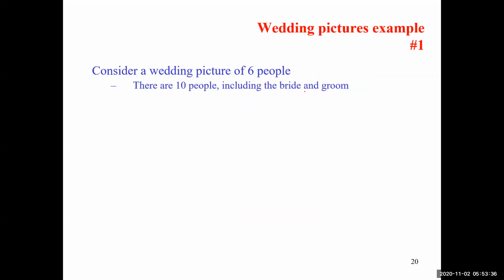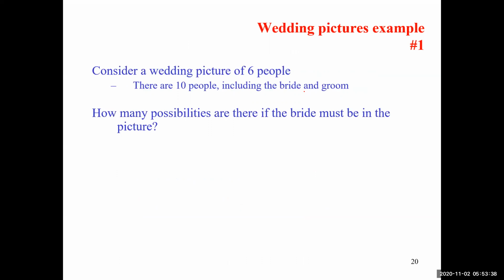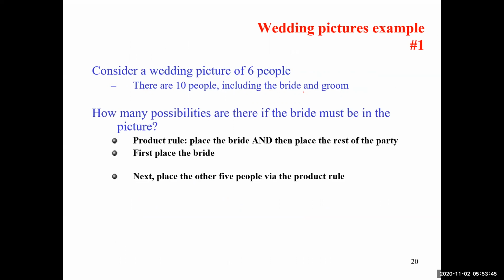Okay, so consider a wedding picture of 6 people, chosen from 10 people including the bride and groom. How many possibilities are there if the bride must be in the picture? With the help of the product rule, we place the bride and then place the rest of the people in the group. So the first place goes to the bride and the next places to the other 5 people.